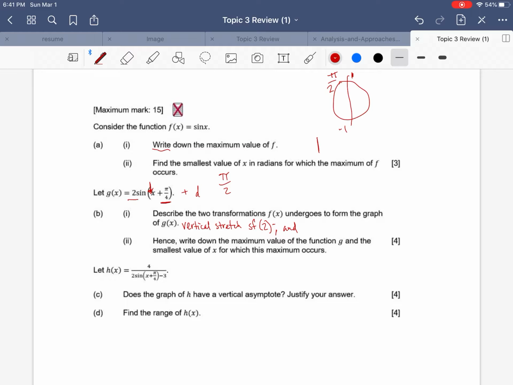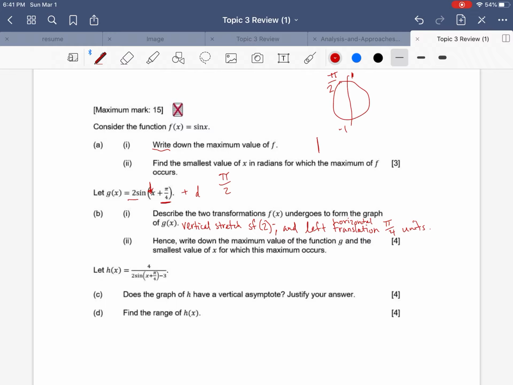And remember, we're moving left and right, so it's positive, so it's going to go left. Translation, pi over 4 units. Oh, don't forget to write the word horizontal. Horizontal translation, left, horizontal translation, left, pi over 4 units.